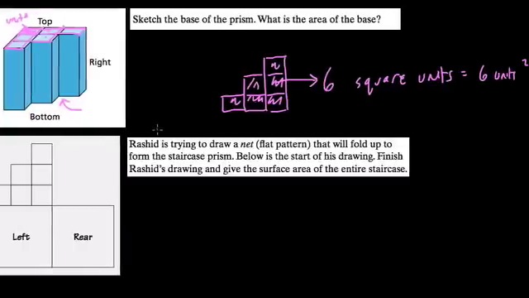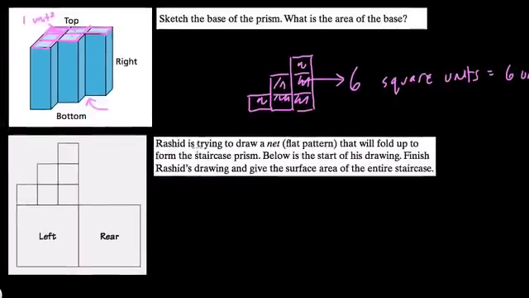Okay, so now we have that set up, and here in the second part, we're told that the student, Rashid, is trying to draw a net, which is a flat layout that will fold up to form the staircase prism. So we're flattening out the staircase almost as if it's a large piece of cardboard, so that when we fold it up, what we get is this three-dimensional staircase. That's the idea of a net. So here's the start of his drawing. We want to finish the drawing and give the surface area of the entire staircase.